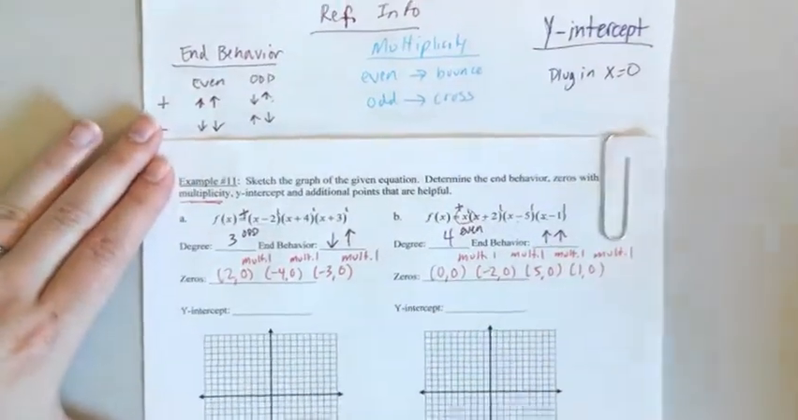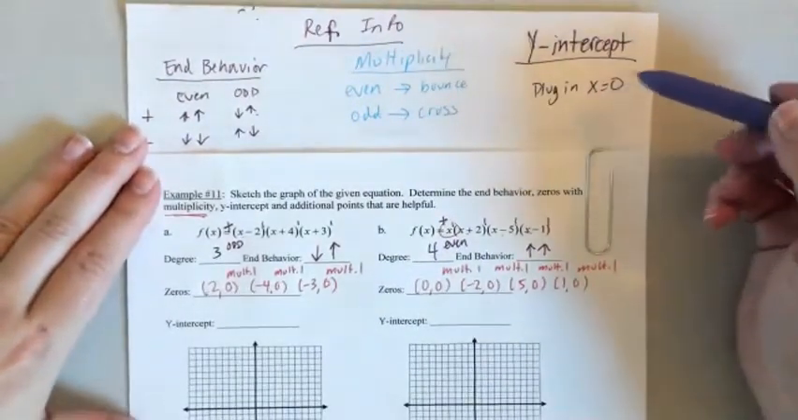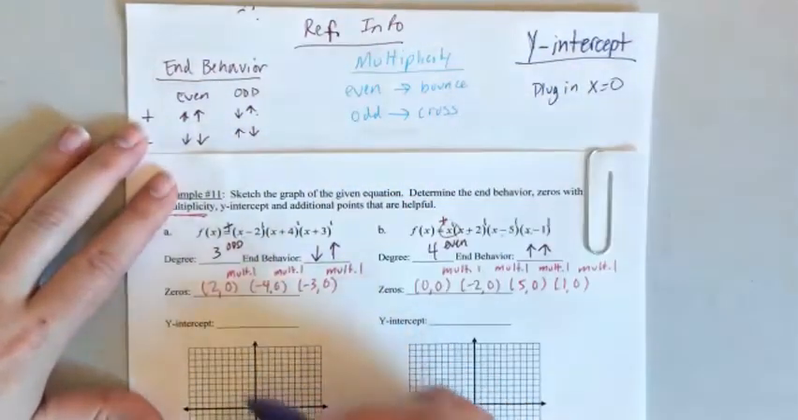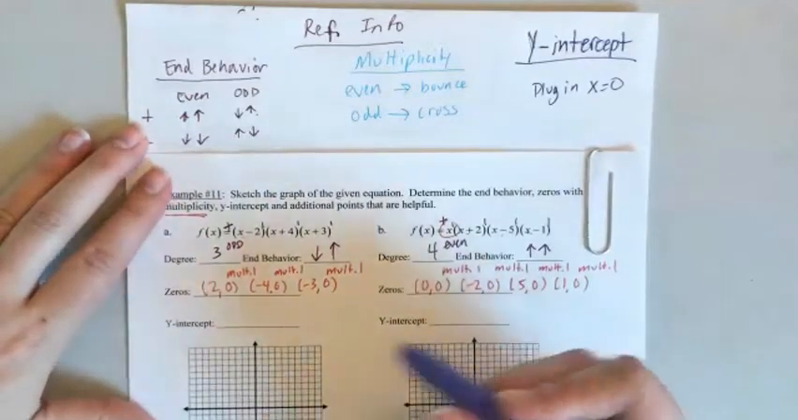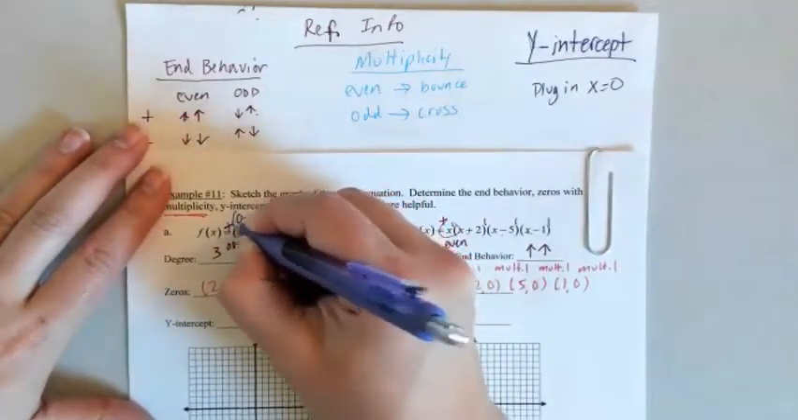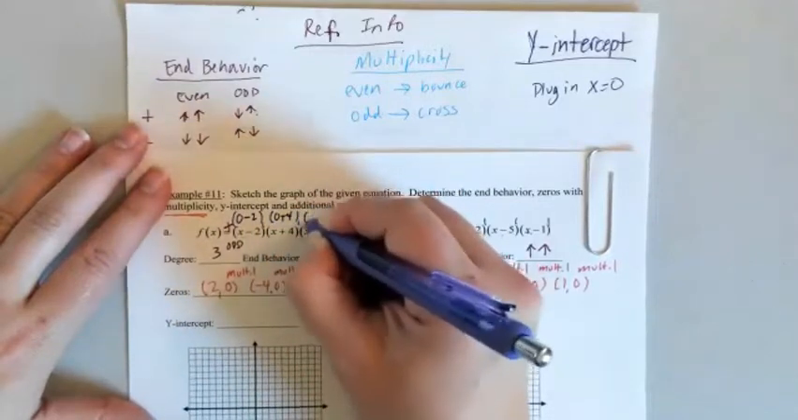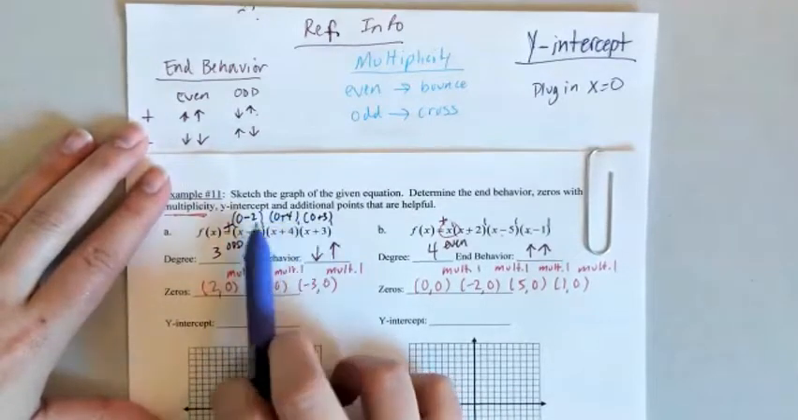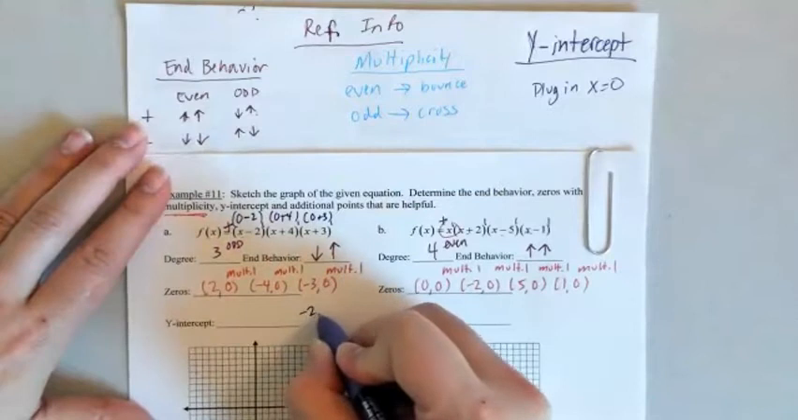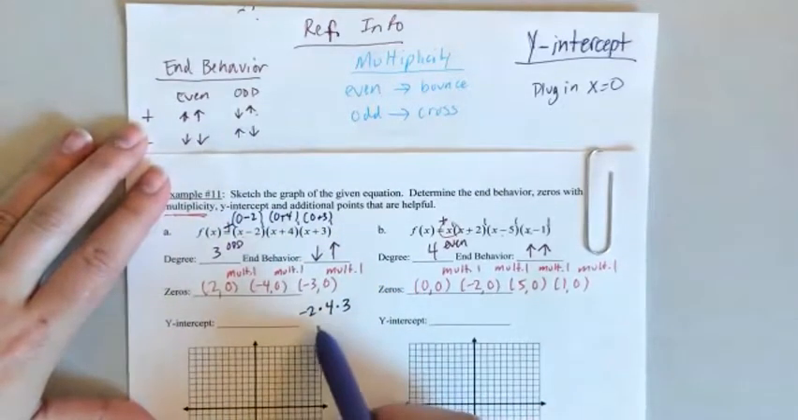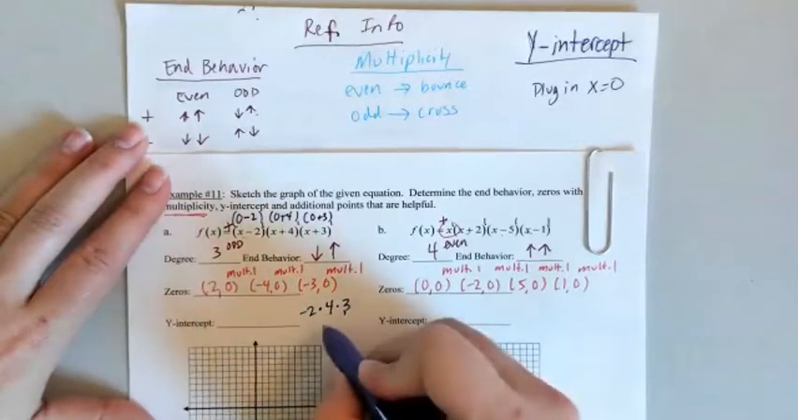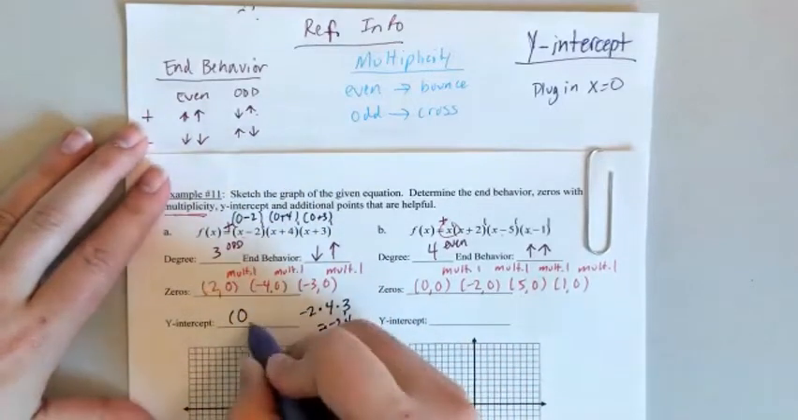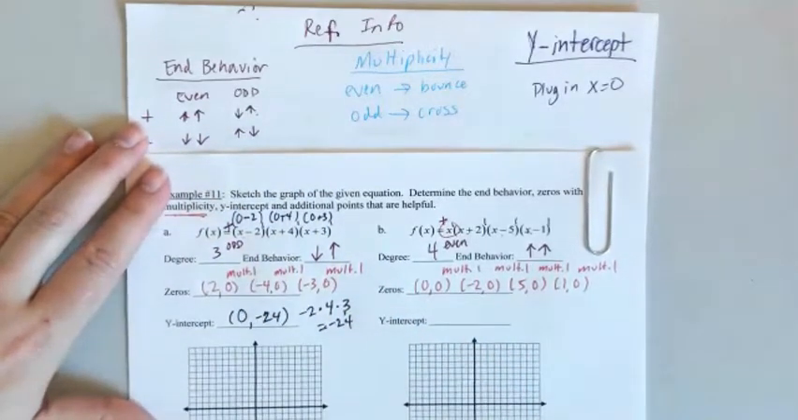All right, y-intercept. I said in my reference info up here that we're going to plug in 0 for all of our x's. Because if you think about it, if I want a y-intercept, my x value would have to be 0 to be on the y-axis. So if I just plug in 0, I have 0 minus 2, 0 plus 4, 0 plus 3. Well, that gets me negative 2, 4, 3, and I'm multiplying between all of those. So negative 2 times 4 times 3, that's going to get me negative 8. Negative 8 times 3 is going to get me negative 24. So my point would be 0 for x and negative 24 for y.